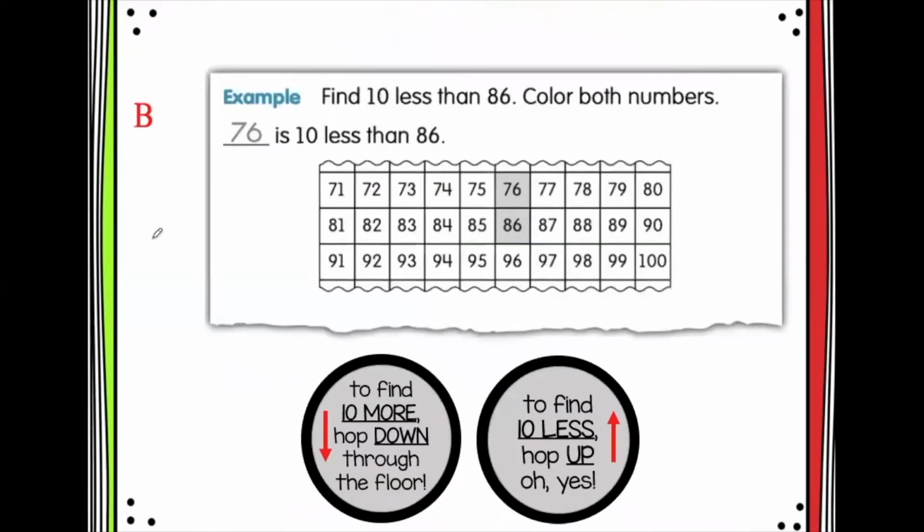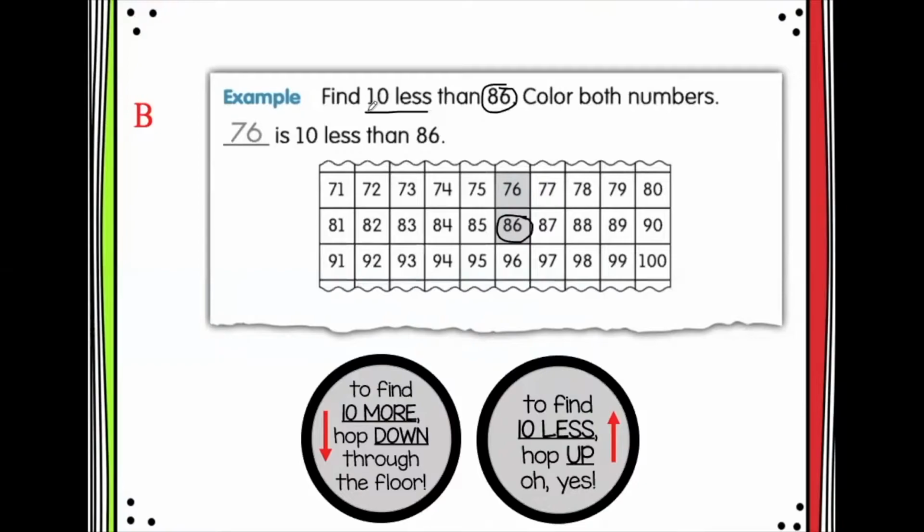Now for example, letter B. The directions say find 10 less than 86. Color both numbers. So our first job is to find the number 86. In this example, there's a little chunk of a 120 chart, and we need to find 86. So I'm going to find the row with the 80s. 81, 82, 83, 84, 85, 86. I like to circle 86 so I know where to find it easily.